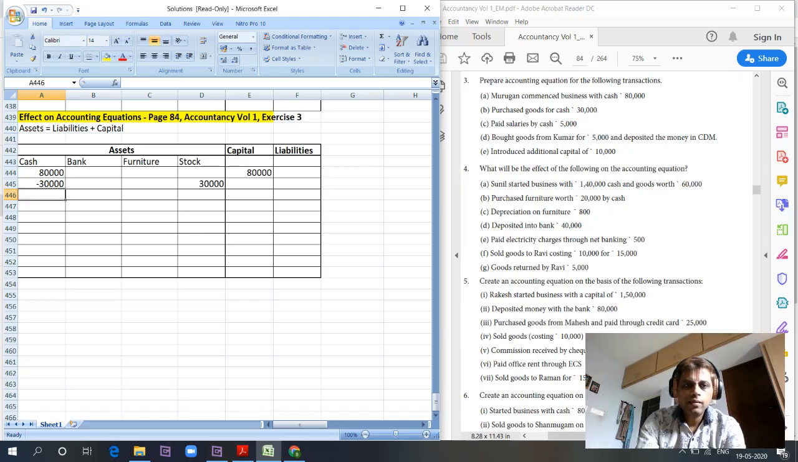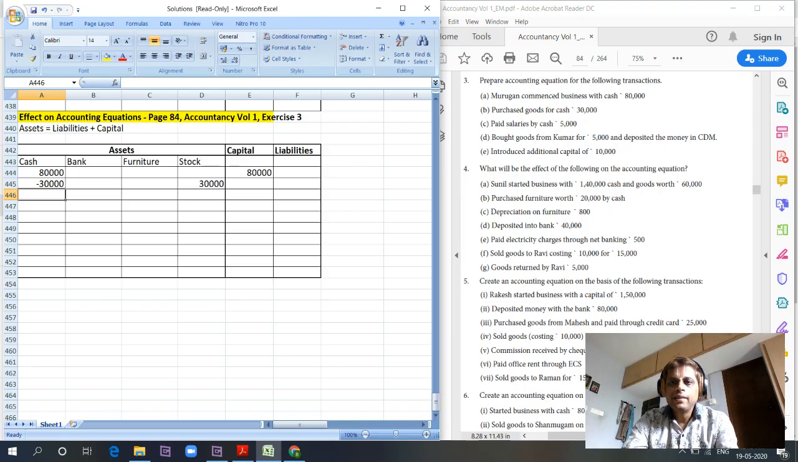Accounting equations, friends, are the simplest of problems to solve and very easy to score marks. The only thing is you have to be very clear on the basic golden rules of accounting. This is the easiest way to get marks and less time consuming to complete as well.